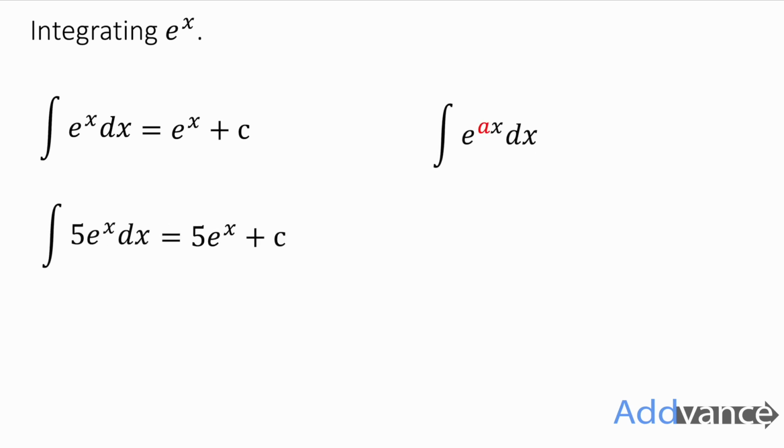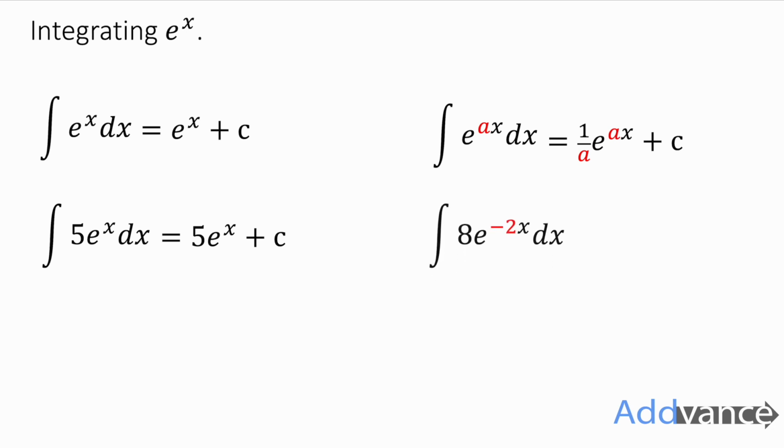Very nice. Now we can look at e to the power ax, where there's a number multiplying the x inside the power. Well, this integrates to be 1 over a, e to the power ax plus c. So all we're doing here is dividing by the a. So there's a number in front of the x, we divide by that a.